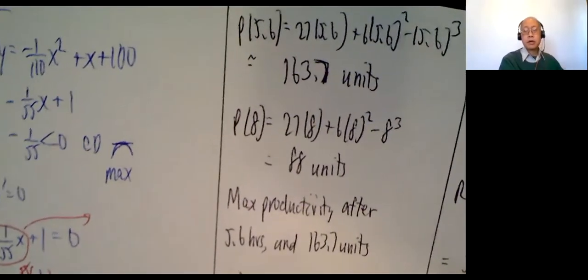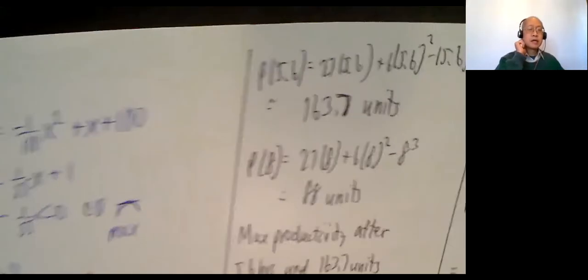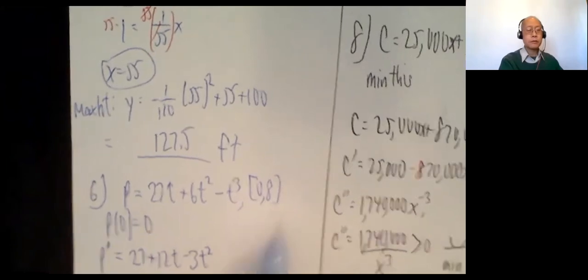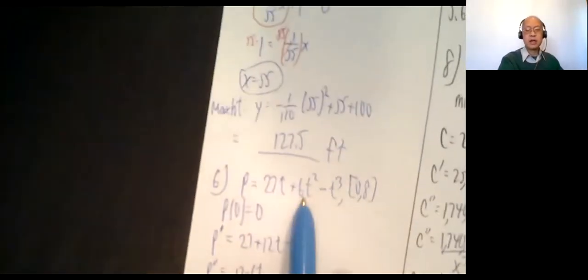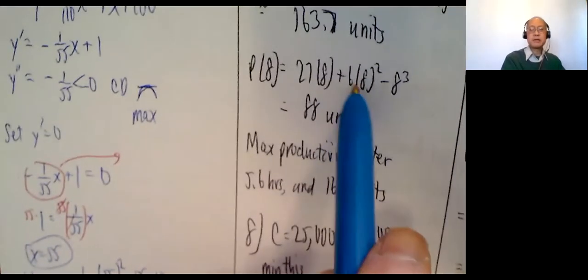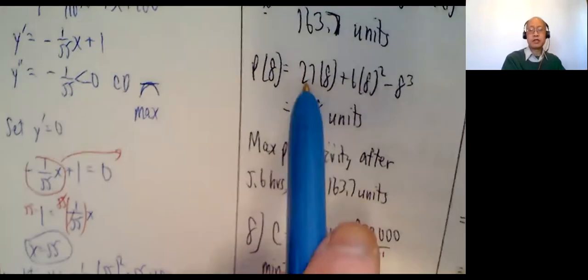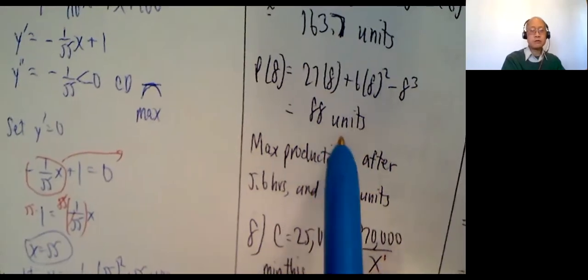Okay. All right, so I did the critical points, and now I have to plug in the other endpoint, which is 8. All right, so I'll plug in 8 here and here and here. So 27 times 8 plus 6 times 8 squared minus 8 cubed, which is 88. Punch this on your calculator, 88.